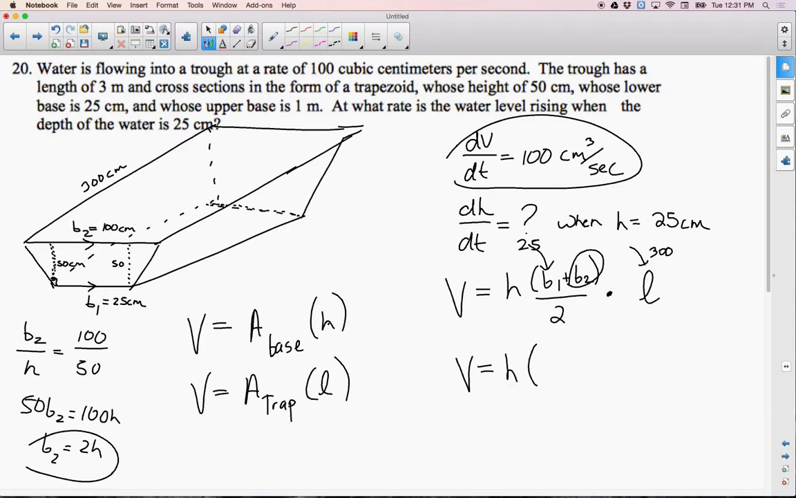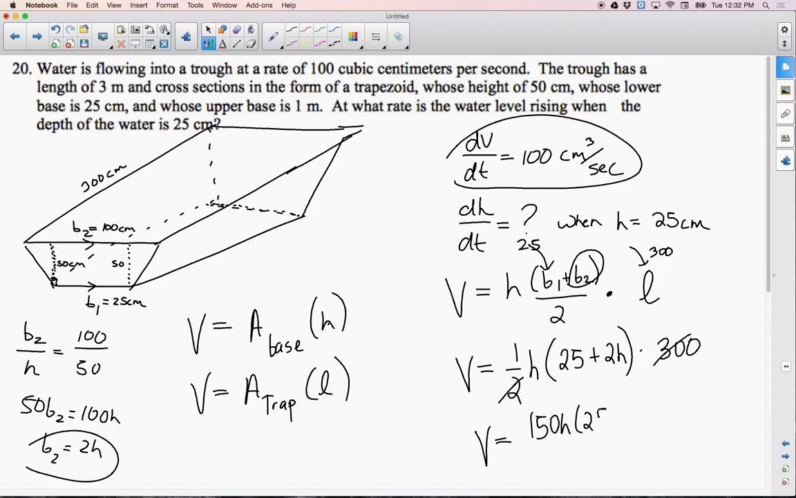B1 is 25. I'm just going to put the 1/2 out front. Are you okay with that? 1/2 H, B1 would be 25, B2 we just found to be 2H, times L, which is 300. By the way, that's centimeters, so take into account units. I would definitely simplify this before I do it. I can do 1/2 of 300 and make that 150. So that would be 150H times 25 plus 2H. Look how easy this is getting now. Got rid of all that crap.